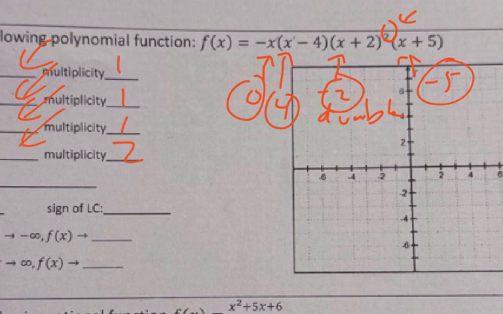But this one's the -2, right? Because it's a double root. It's going to bounce in our graph.